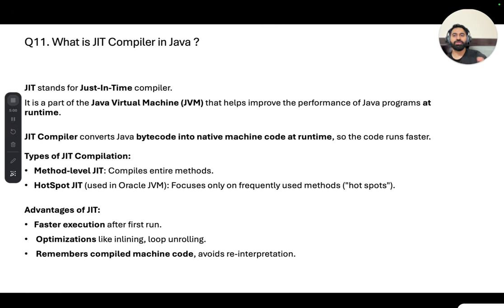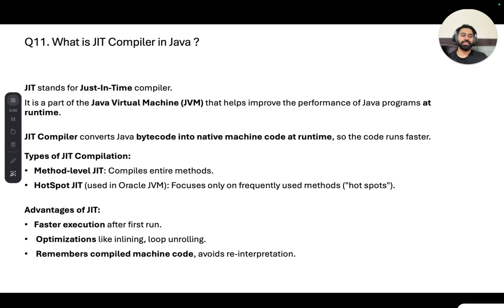So basically, how the JIT compiler works: when you write Java code and compile it, it changes to bytecode, so a .class file is generated. Now the JVM starts interpreting the bytecode line by line. Okay, now the JIT compiler comes in, because the JVM basically interprets line by line.